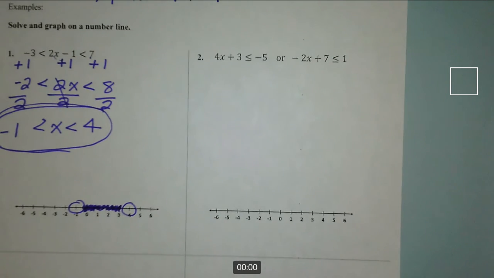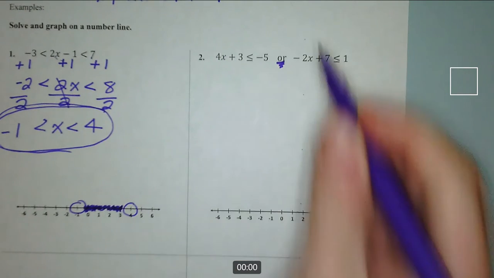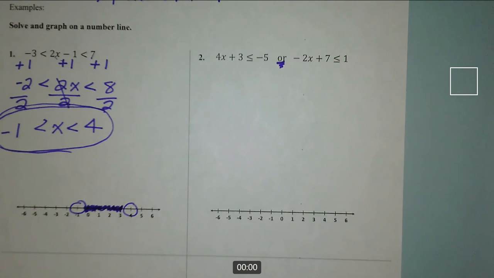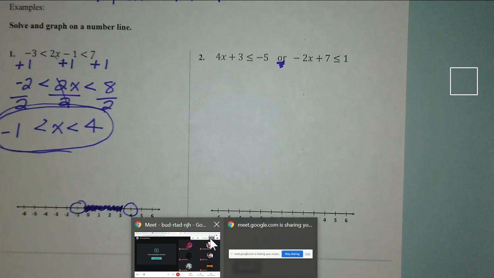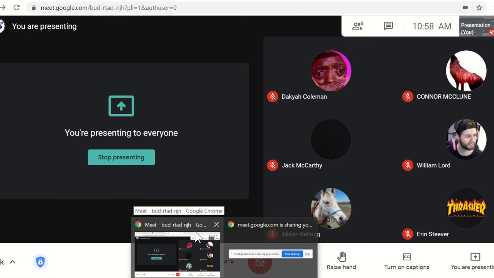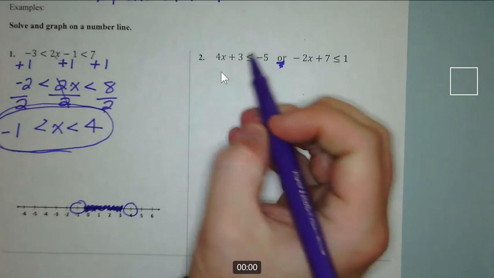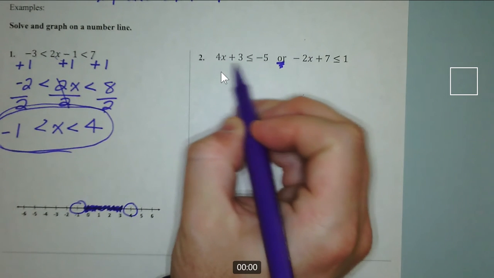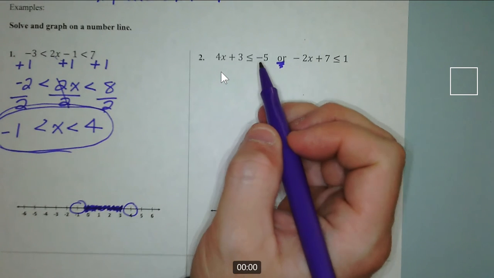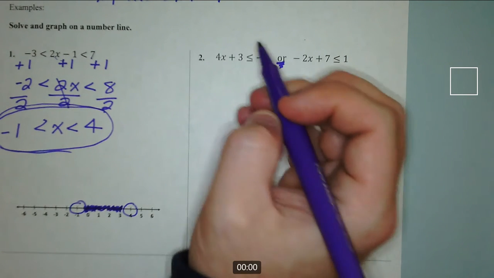Number 2 looks like it's an OR. And usually with an OR, you're going to have the inequalities already separate. Okay? So we're just going to solve both of these separately. So William, what's the first move? Again, we're going to solve these separately and graph them both on the same number line.